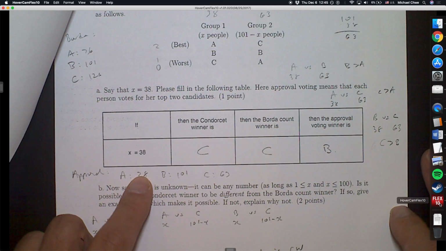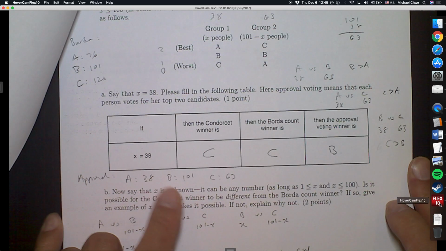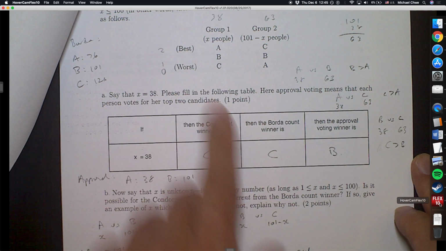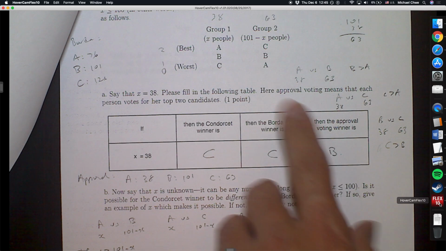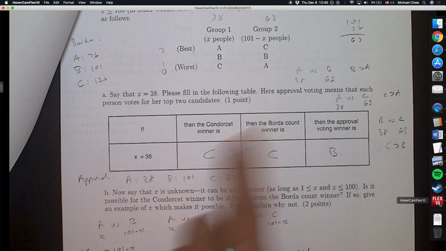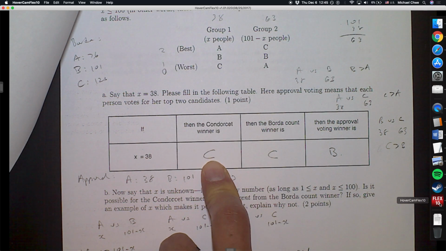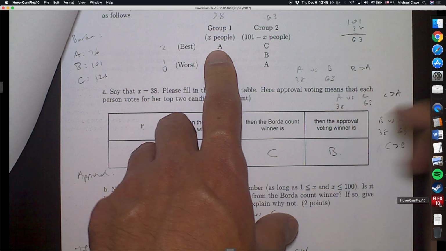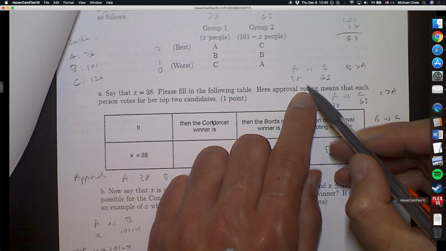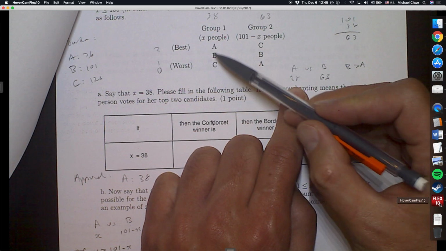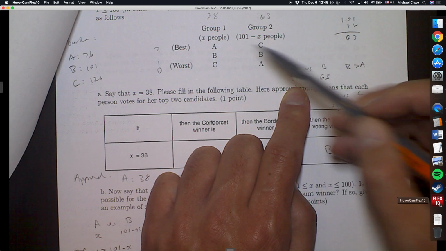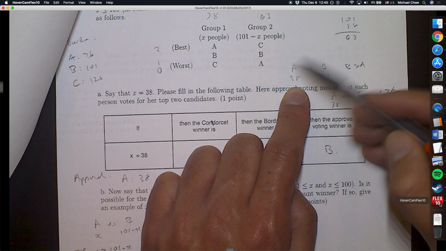Okay, let's do problem 2. The A part is extremely straightforward, I think. When x is 38, you just have to compare A versus B, right? How many people got the Condorcet winner being C when x is 38? Is it clear why? Between A and B, 38 people vote for A, and 63 people vote for B. Does that make sense?